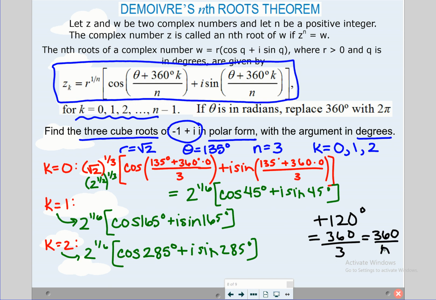So let's pretend I was finding the 4th roots. 360 divided by 4 would be 90. So once I find the first angle, you can just add 90 to get the other 3. That's the only thing that's going to change. That's a quick little shortcut. And that is all of 7-7.